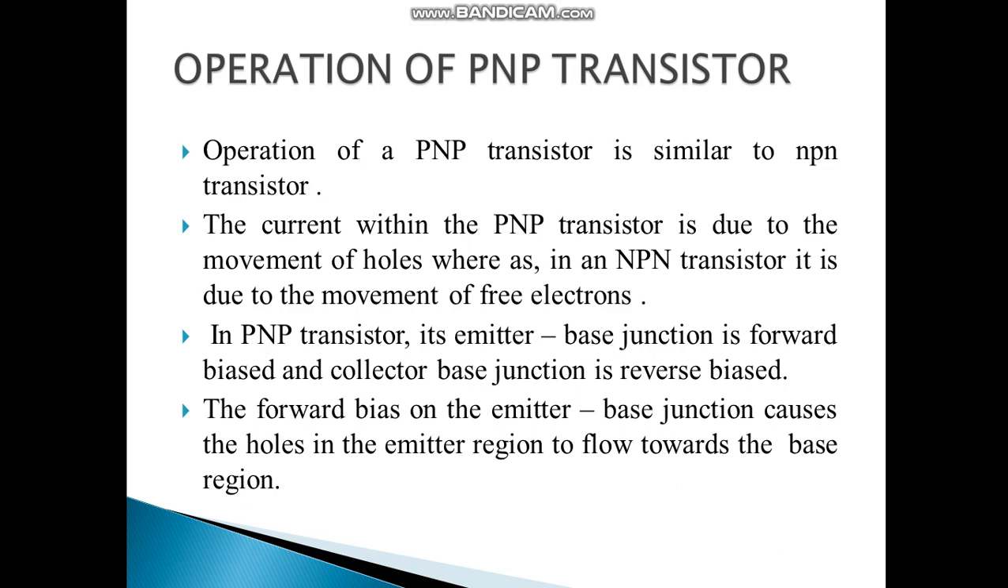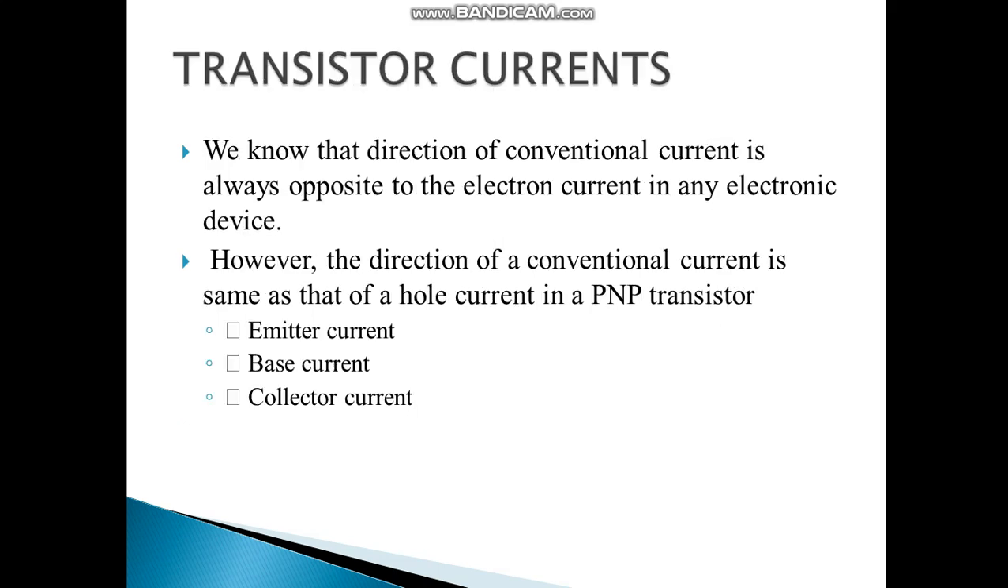Operation of the PNP transistor. The operation of the PNP transistor is similar to the NPN transistor. The current within the PNP transistor is due to the movement of holes, whereas in the NPN transistor it is due to the movement of free electrons. In the PNP transistor, the emitter base junction is forward biased and the collector base junction is reverse biased. The forward bias on the emitter base junction causes the holes in the emitter region to flow towards the base region.